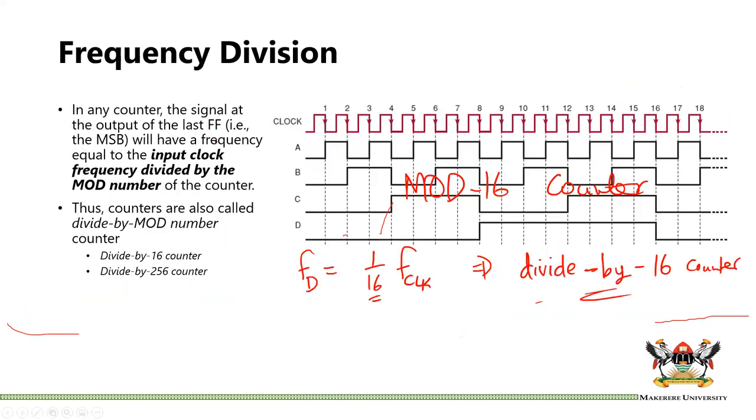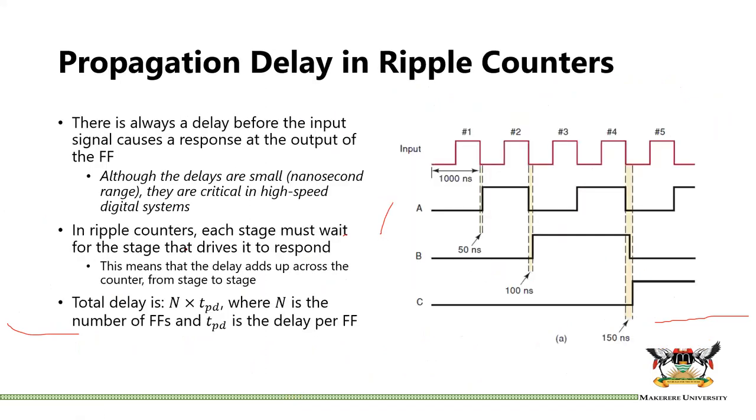So I can therefore say that the total delay in a RIPO counter is equal to the number of flip-flops times the delay per flip-flop. TPD is the delay per flip-flop, because I know that they are aggregating, they are adding up over and over.